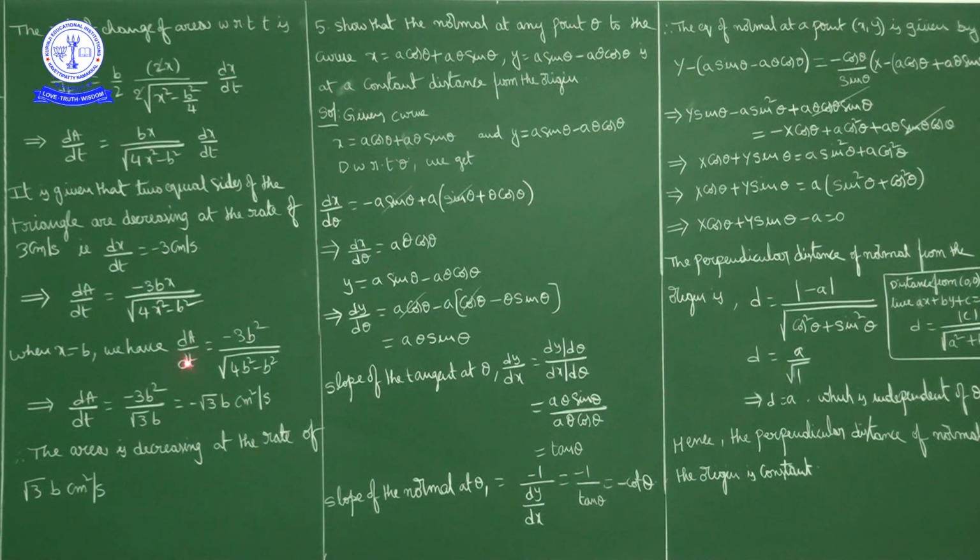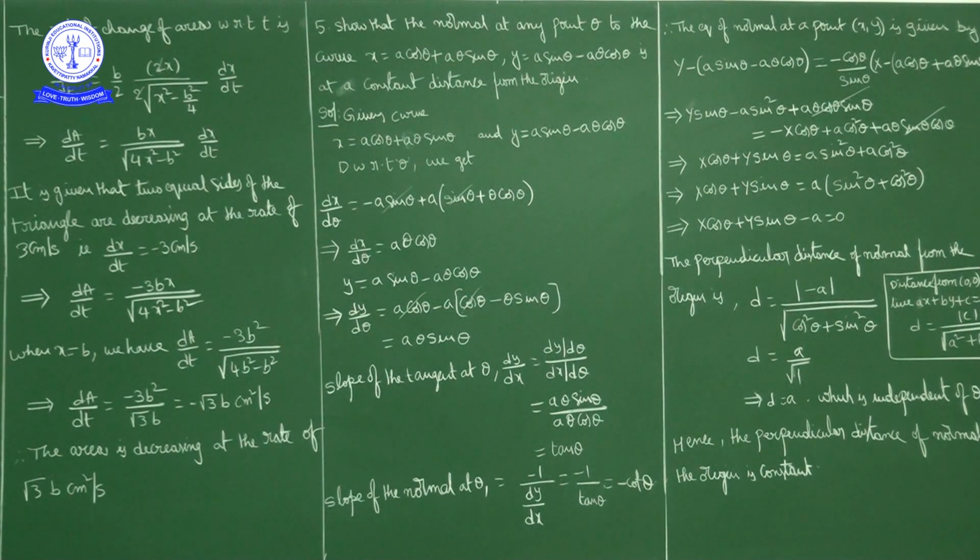So dA by dt when x is equal to b: dA by dt is equal to minus 3b into b, in place of x we write b, so minus 3b square upon square root of 4x square, in place of x we write b, 4b square minus b square. 4b square minus b square is 3b square. The square root of 3b square is root 3 into b. So dA by dt is equal to minus 3b square upon root 3 into b. One b cancels, and 3 by root 3 is root 3. So dA by dt is equal to minus root 3 b centimeter square per second.